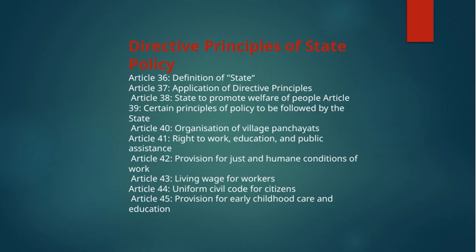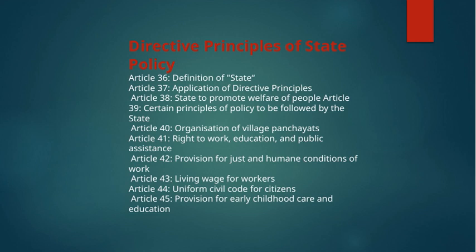Article 38 emphasizes that the main aim of the state should be to promote the welfare of the people. This means working towards the betterment of society, reducing inequalities, and ensuring social justice. Article 39 sets out specific principles, like securing an adequate livelihood, fair distribution of resources, and preventing exploitation. It's about creating a fair and just society. Then we have Article 40, which talks about organizing village panchayats. That is, local self-governments at the village level, empowering communities to participate in their development.